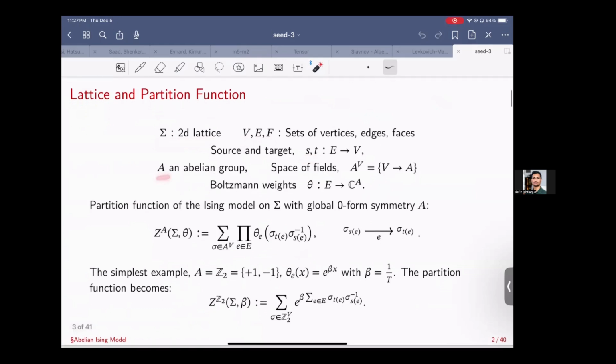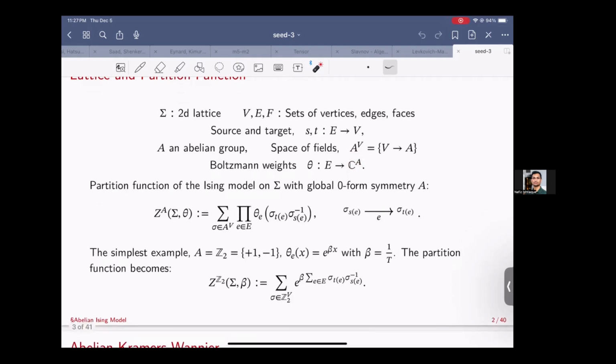A will refer to the abelian group, and I will refer to the space of fields, which are functions valued in this abelian group defined on the vertices, as A to the V. And I will allow different Boltzmann weights at different edges. For any edge, a Boltzmann weight is simply a complex valued function on my group.